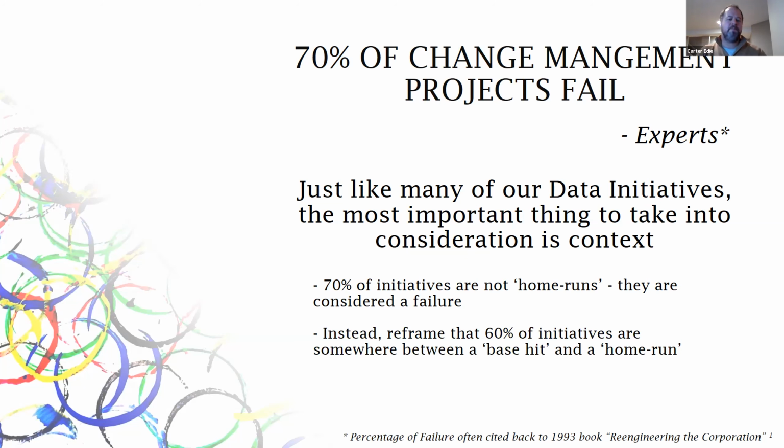But let's reframe that. Instead of looking at it as 70% of initiatives were not home runs, that means that 60% of them were somewhere in between a base hit and a home run. So something that you could build off of, or you could iterate on and produce new or different results later on down the road. In reality, only 10% of the actual instances were strikeouts. So 10% were complete failures, 30% were complete successes, but 60% fell kind of in the middle. Somewhere between a total failure or a total success.